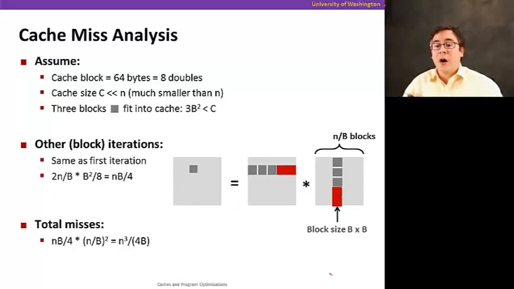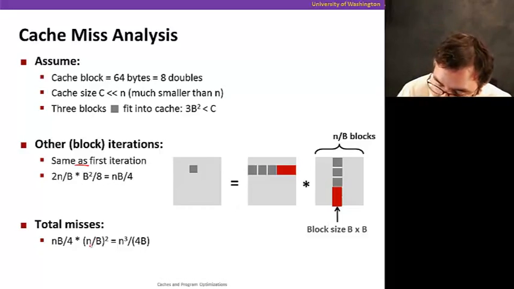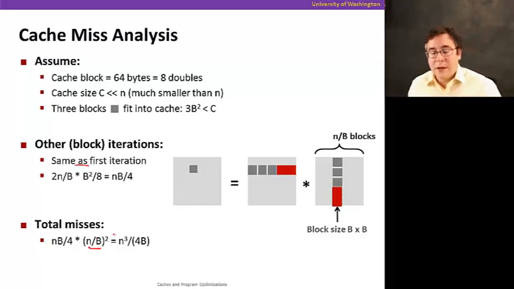When we do this over all iterations, all of them are going to be the same as the first one. But now, since we're doing this in blocks, we're doing n over b squared. That would be the number, because we're going to do this once for each block. But now we're going to do it fewer times. We're going to do it n over b times squared. Okay.